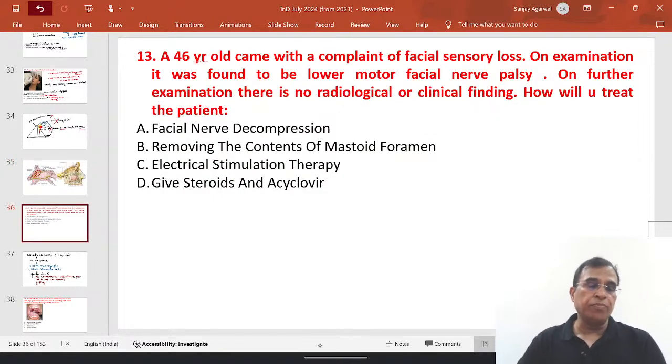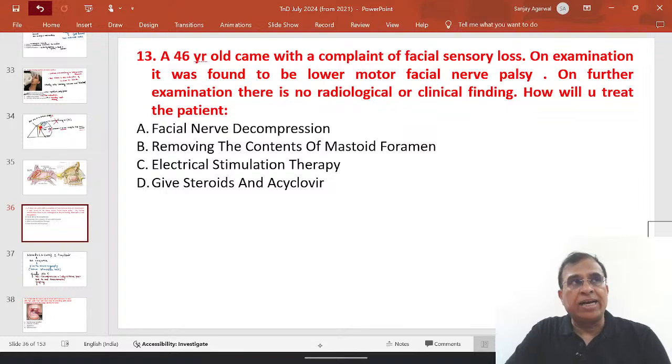Ryan is asking if both nasociliary and anterior ethmoidal nerve are present in the options, which is a better answer. In the exam, you will never get a question of this type with both in the choices. Your examiner is not a fool. He knows when he's preparing the question.